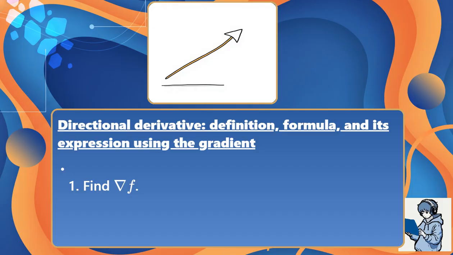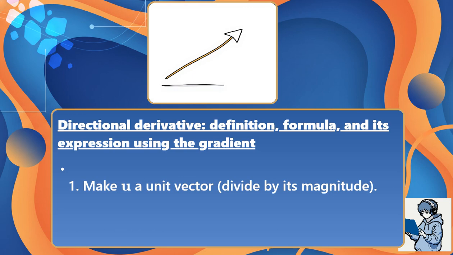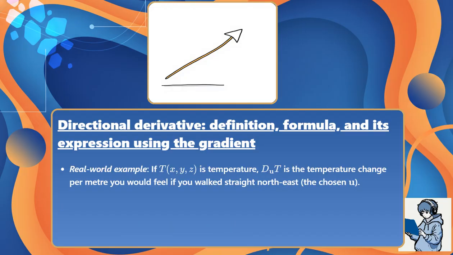Step 1, find the gradient of f. Step 2, evaluate it at the point. Step 3, make u a unit vector, divide by its magnitude. Step 4, compute the dot product. Real-world example: if T of x, y, z is temperature, d sub u T is the temperature change per meter you would feel if you walked straight northeast, the chosen u.